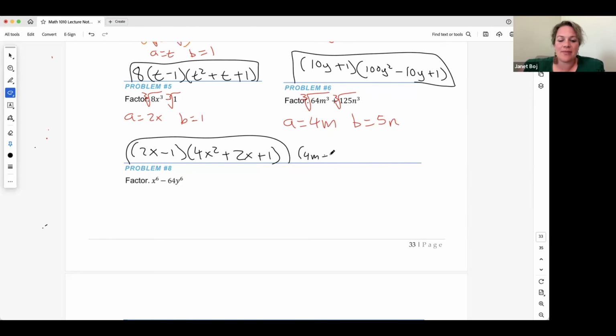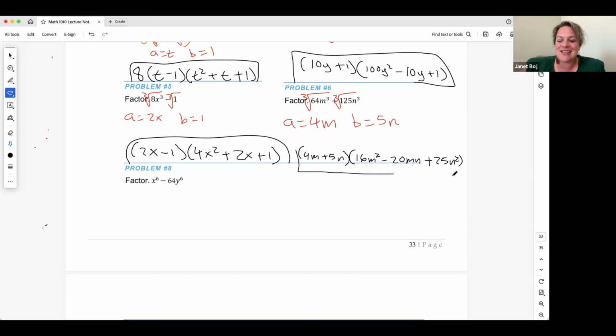So 4m plus 5n, same sign. And then the first piece squared. So a squared is 16m squared. Don't forget to square that 4. Then opposite sign minus AB, so 4 times 5, 20mn, and then always positive b squared. Don't forget to square that 5, so 25n squared.